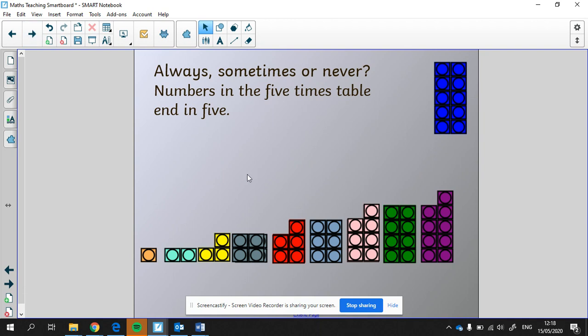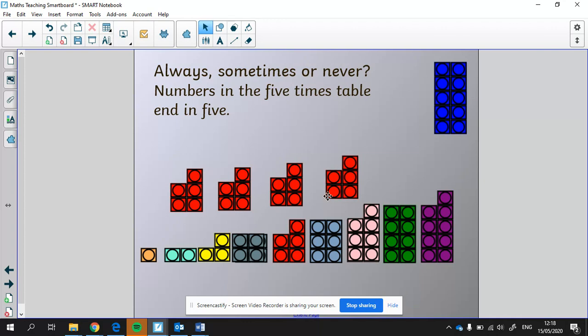Let's look at this one. Always, sometimes, or never. Numbers in the 5 times table end in 5. So have a think back to the 100 square that we looked at earlier. As we go up in 5s, it goes 5, 10, 15, 20. So numbers in the 5 times table end in 5. 5 does, 10 doesn't, 15 does, but 20 doesn't.